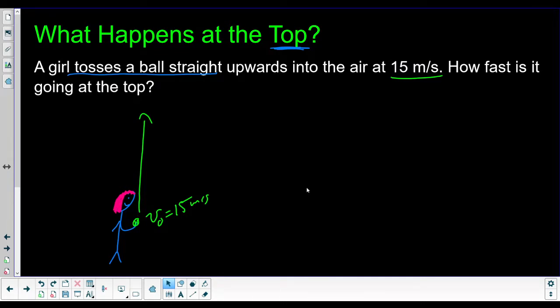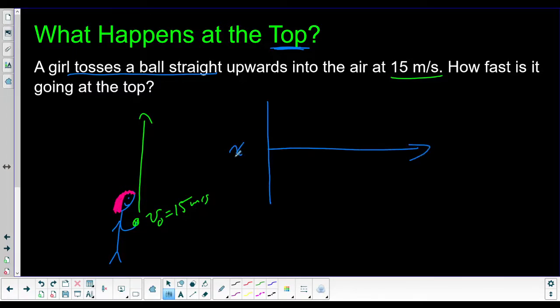So let's talk about a couple of things. Let's start by looking at a qualitative graph of the position of our ball. So I'm going to make a little graph here. Okay, and this is position. We'll measure it in meters. This is time, measured in seconds.